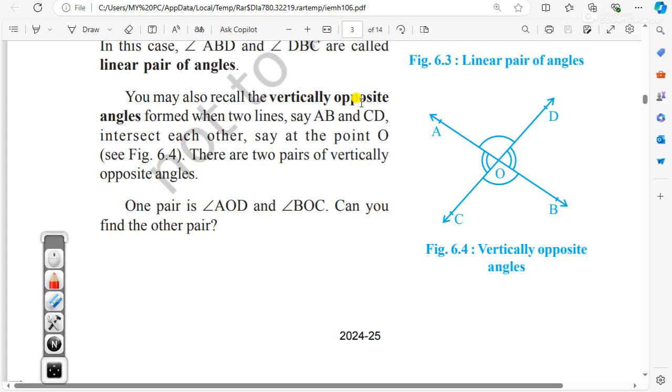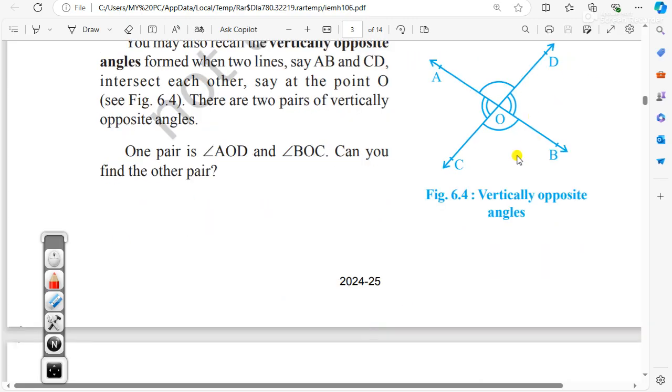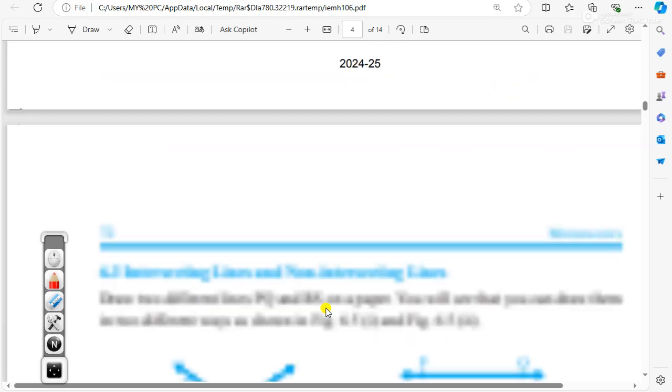You may also recall the vertically opposite angles formed when two lines, say AB and CD, intersect each other at the point O. There are two pairs of vertically opposite angles. You see, angle AOD is equal to angle BOC, and angle AOC is equal to angle BOD. We know that these are the vertically opposite angles, and they are equal to each other, right?